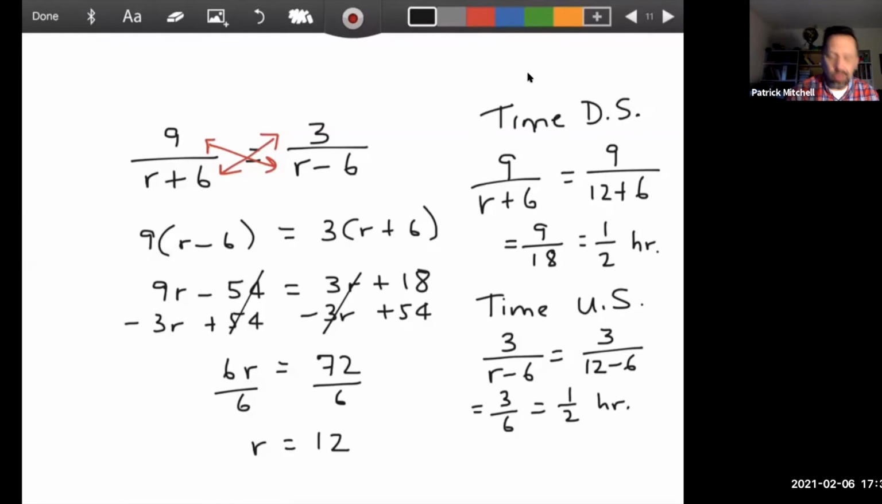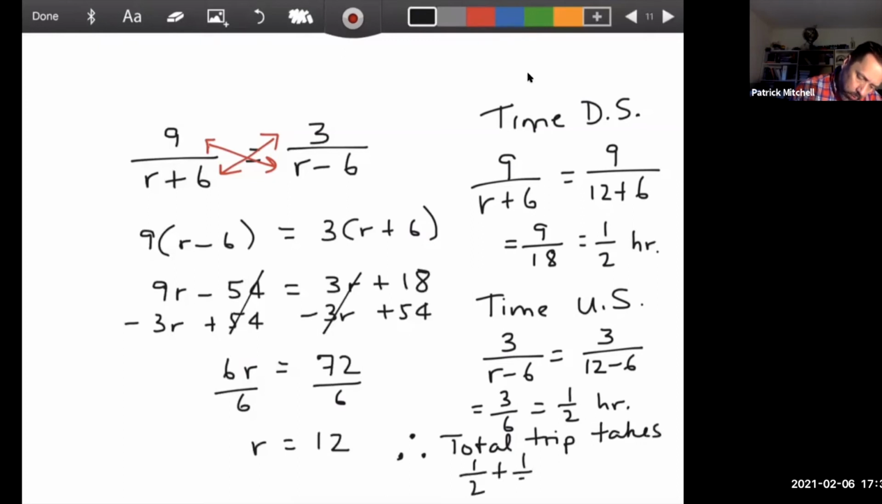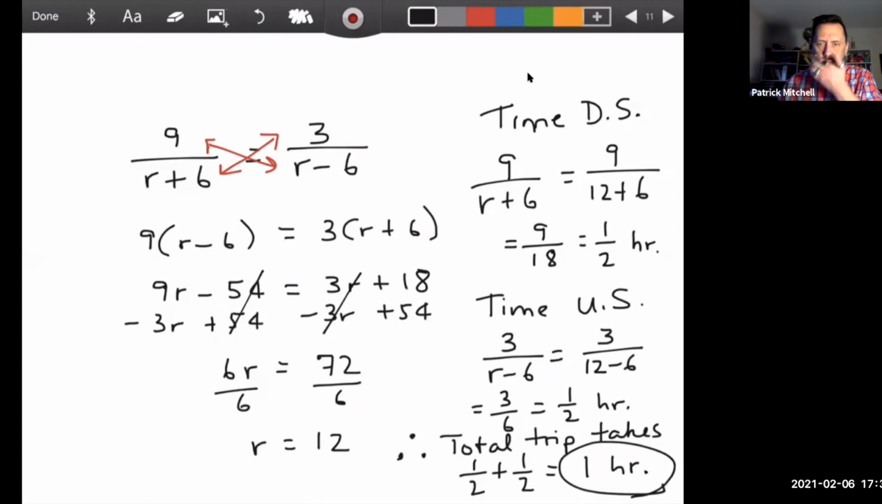All right, so drum roll, grand finale. These 3 dots mean therefore, by the way. The total trip takes 1/2 plus 1/2 equals 1 hour. Woohoo! Such a simple answer for such a complicated problem.